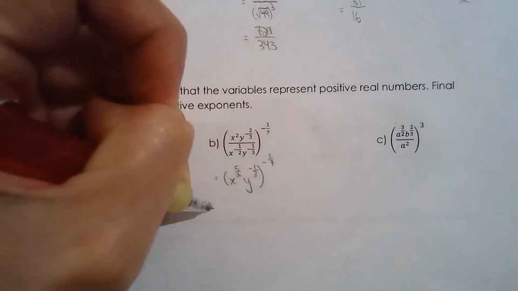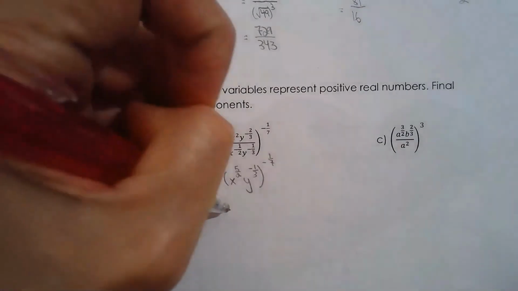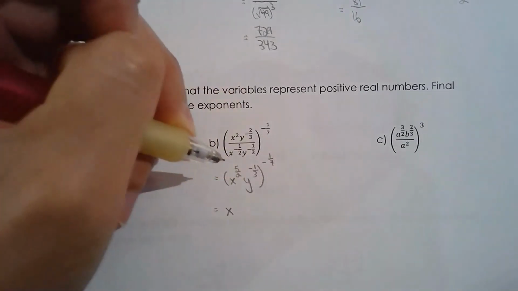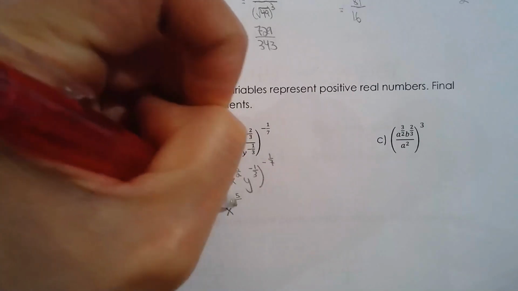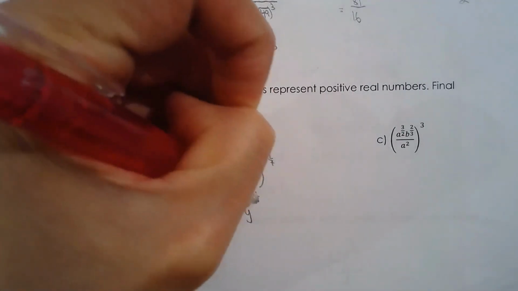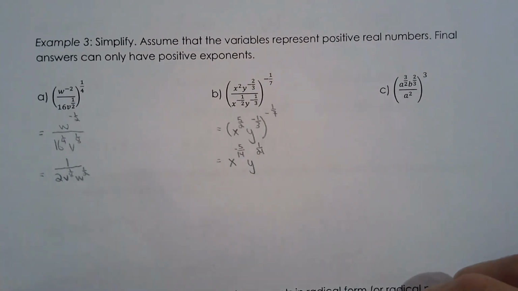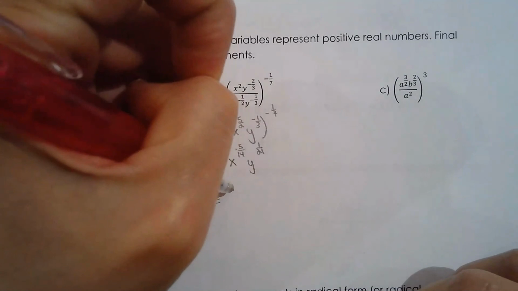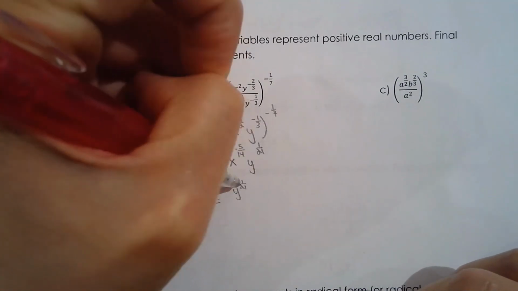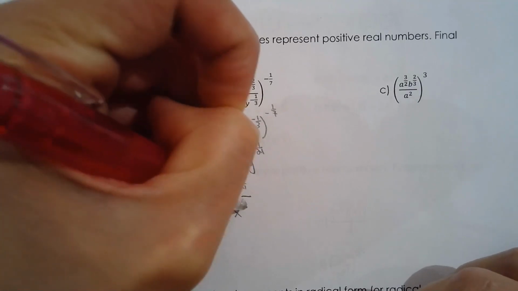And now I raise everything to the power of negative 1 over 7, which means I'm going to multiply the exponents by negative 1 over 7. So that gives me negative 5 over 14. And that's 1 over 21. But be careful, I'm not allowed any negative exponents for my final answer, just like in grade 10. There we go. Awesome.